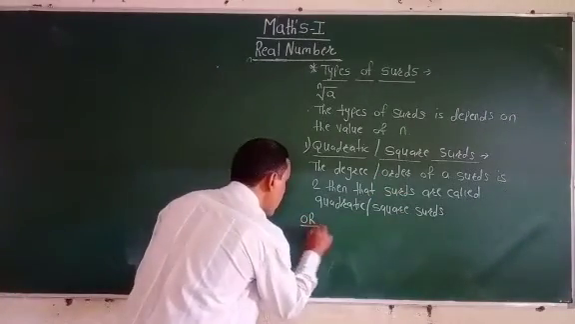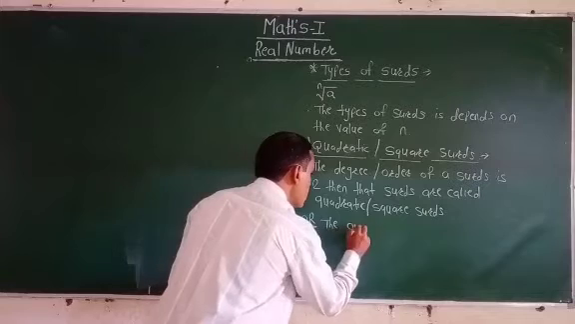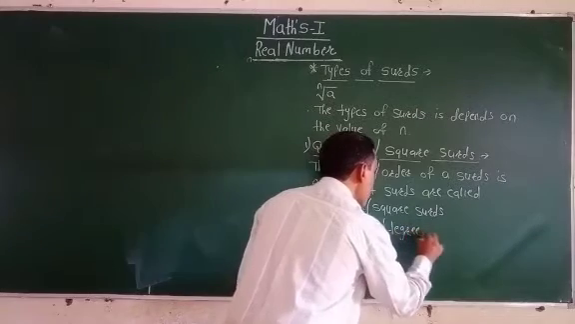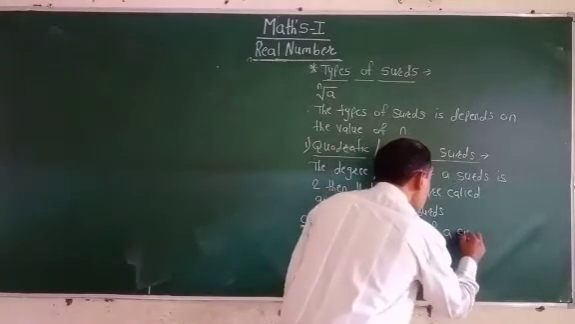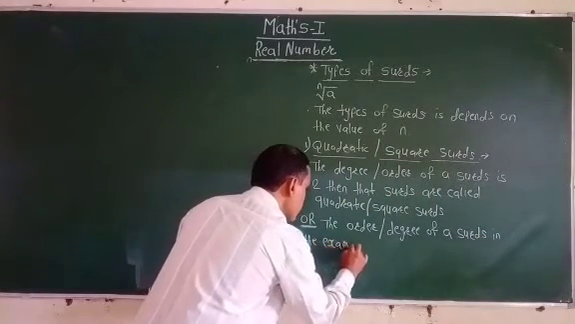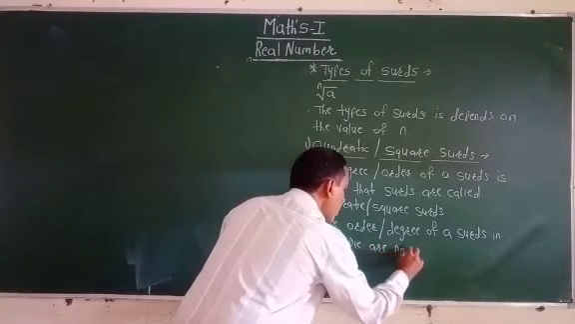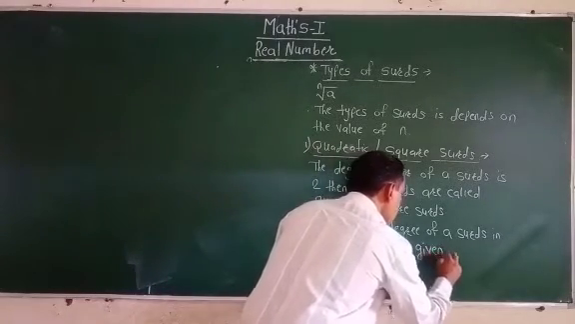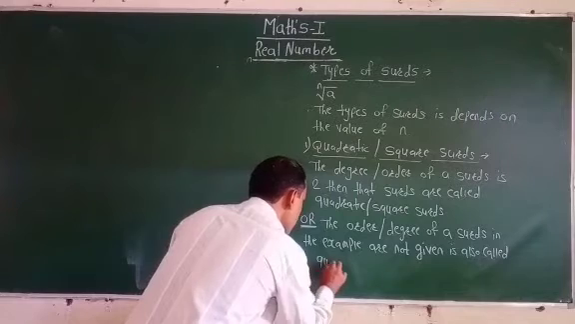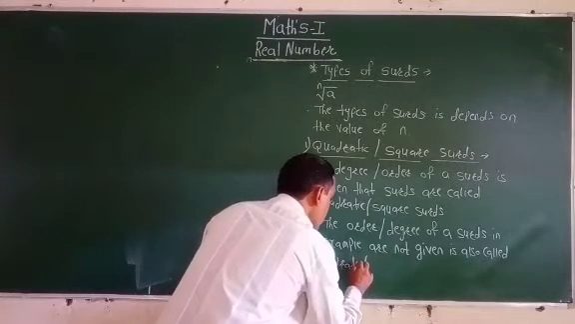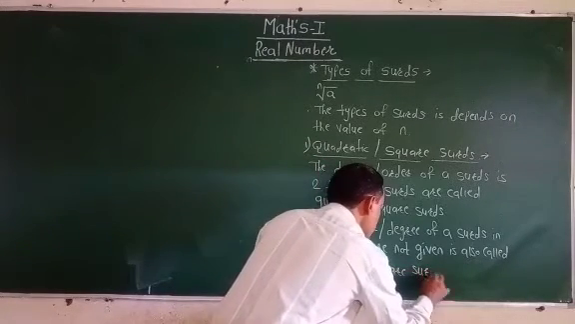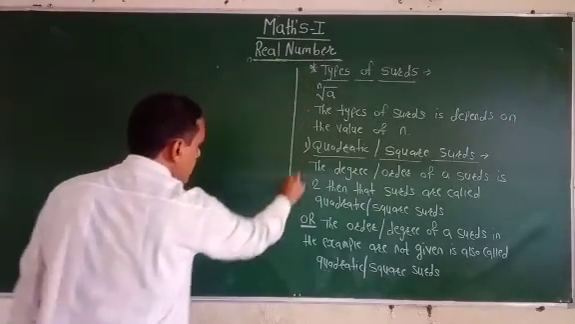Another definition is that the order or degree of a surd, if not given in the example, is also called quadratic or square surds.